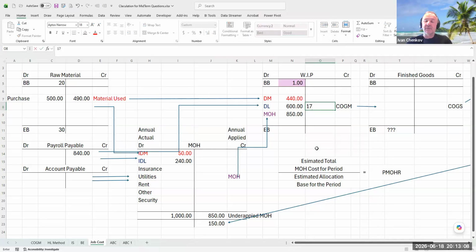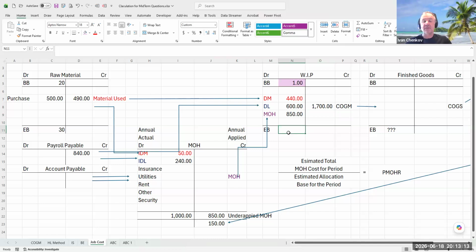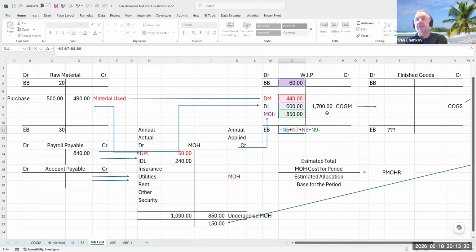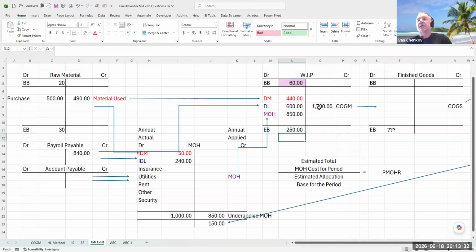So 1,700 is the cost of goods manufactured. How much is the ending balance? Well, let's say the beginning balance is some number, 60. Then I have beginning balance plus direct material plus direct labor plus manufacturing overhead minus 1,700, which gives me the ending balance for work in process.